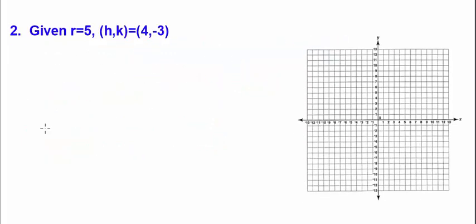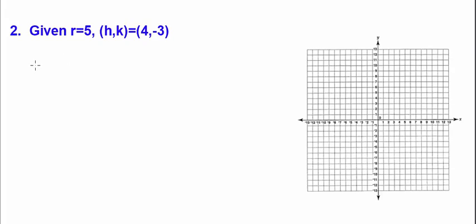Problem number 2 is asking us to again write the standard form of this equation, and we're given now an r or radius and a center h comma k, which happens to be 4 comma negative 3. What I'm going to do here is ask that you, number 1, write the equation and also graph this. So first let's start with the equation.